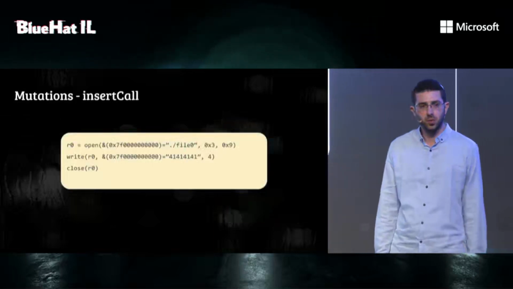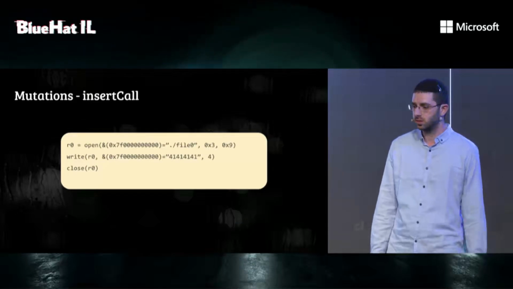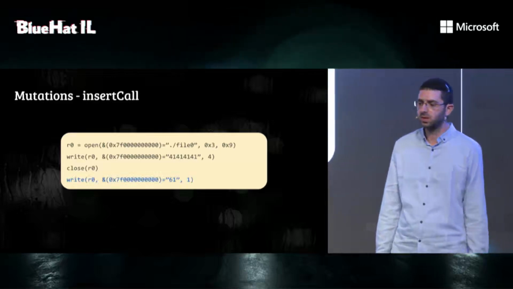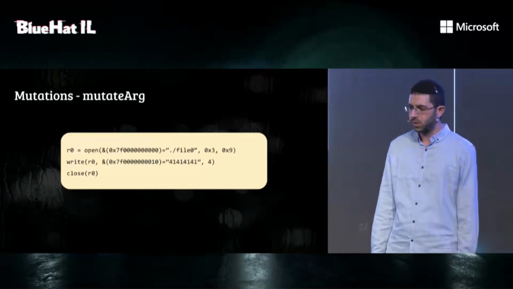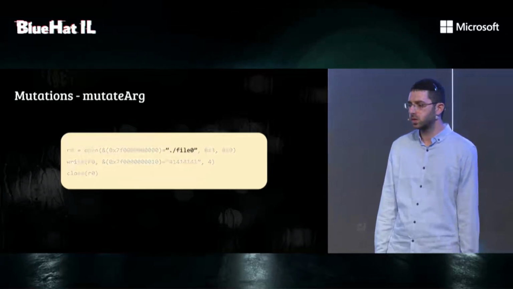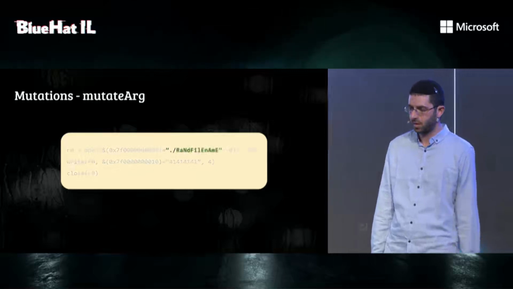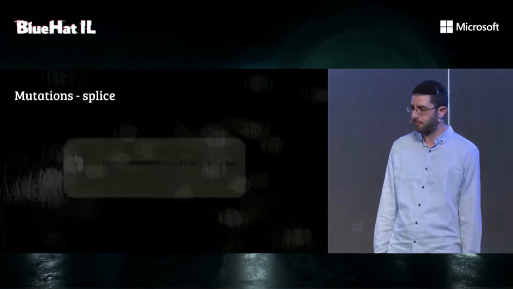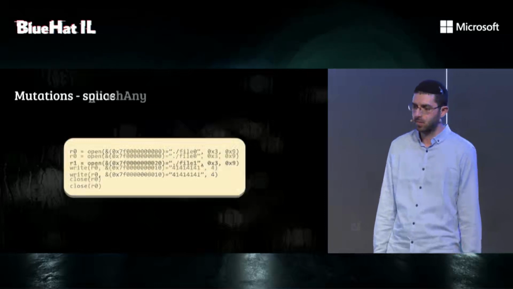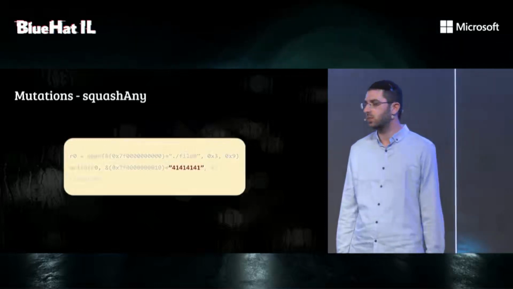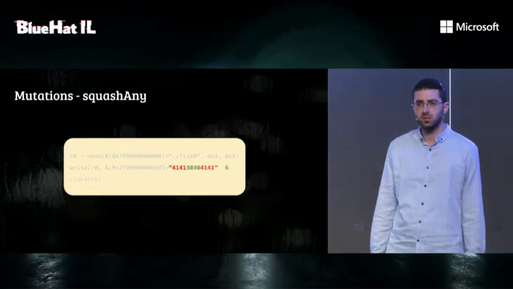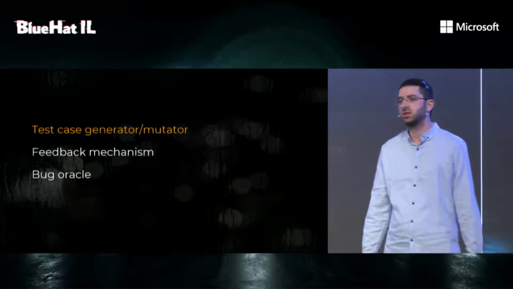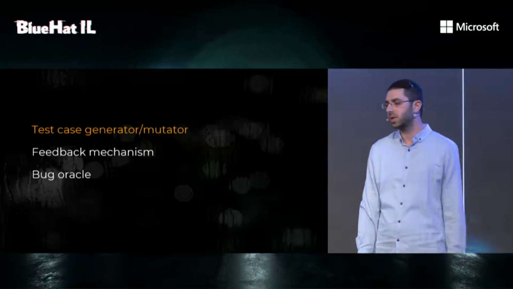Syzkaller is also able to mutate existing programs. Let's look at a few mutation strategies. Insert call, well, inserts a call, making sure to satisfy all the dependencies to call the syscall successfully. Mutate arg will mutate an argument according to its type. Splice will take 2 random programs and join them. Squash any will perform AFL-style mutation on complex pointers, such as structs, buffers, unions, and so on. So clearly, Syzkaller has a sophisticated test case generator mutator. Moving on to feedback mechanism.